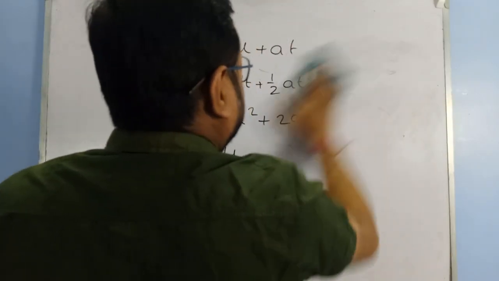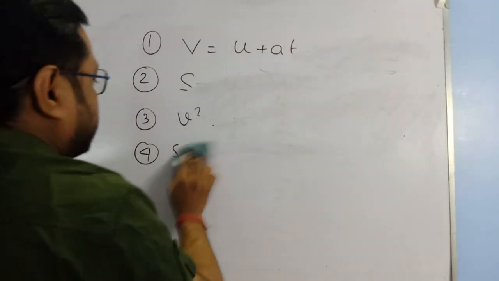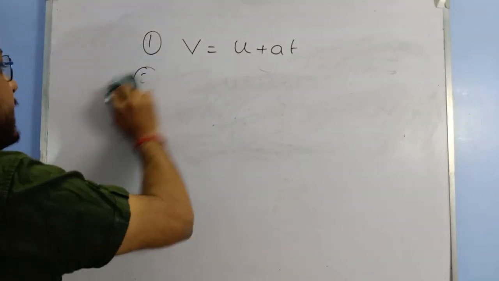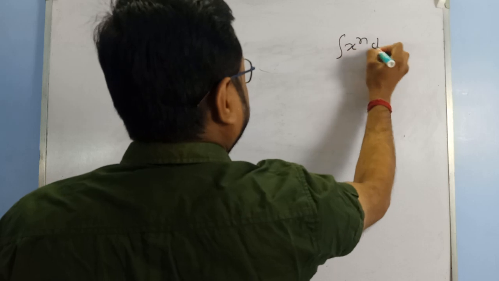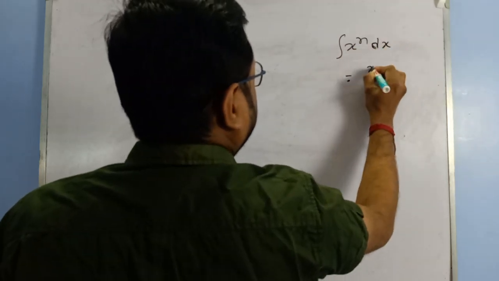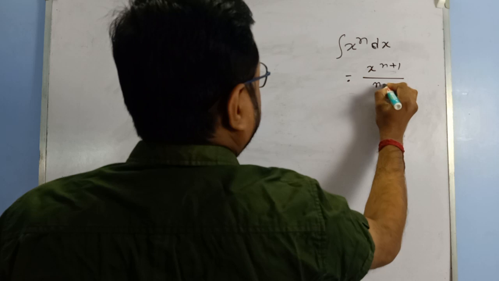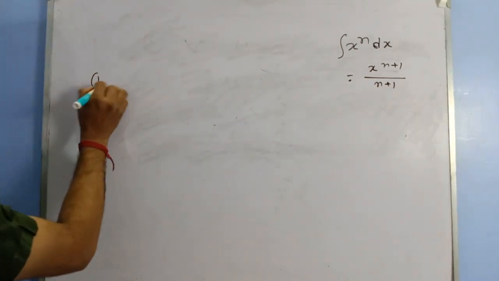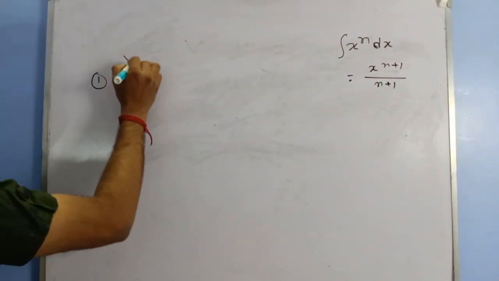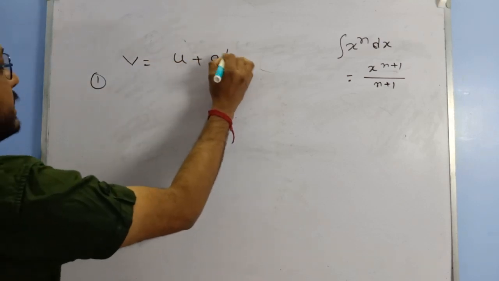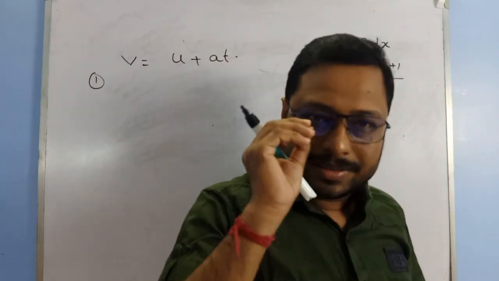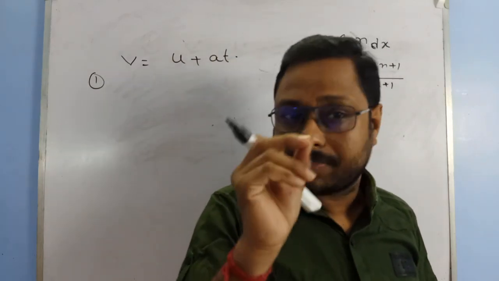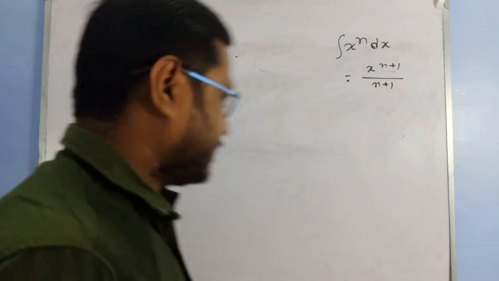Here we use only the basic relation of integration, that is, the integral of x to the power n dx equals x to the power n plus 1 divided by n plus 1. So, we can get the proof of the first equation, v equals u plus at. Don't skip my channel. I will discuss some very important MCQ questions in between my lectures.